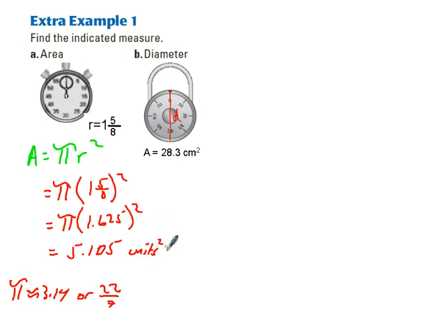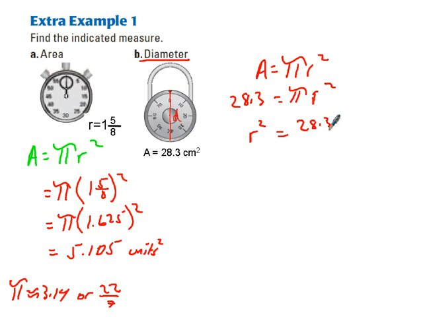And moving on to the second problem, they gave us the diameter. We know the area, they want us to find the diameter. The area formula is pi r squared. They gave us the area, so we can put 28.3 in for the area. We can solve for r by dividing by pi, giving us r squared is equal to 28.3 divided by pi. And to undo squaring, what do we do? We square root both sides, giving us r is equal to plus or minus, but it can't really be minus, can it? So we can ignore that part because the radius has to be positive.